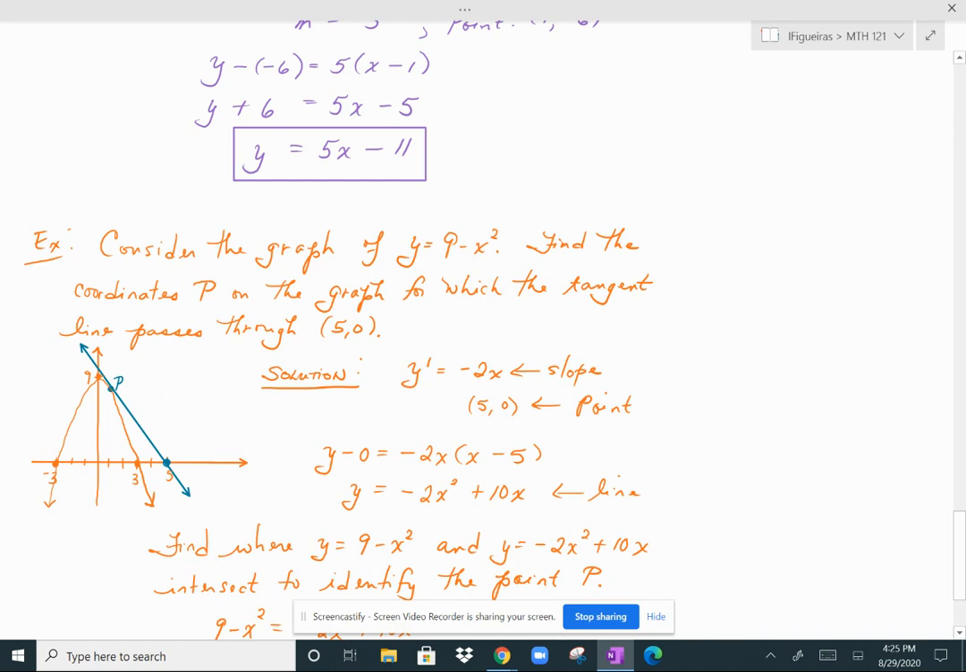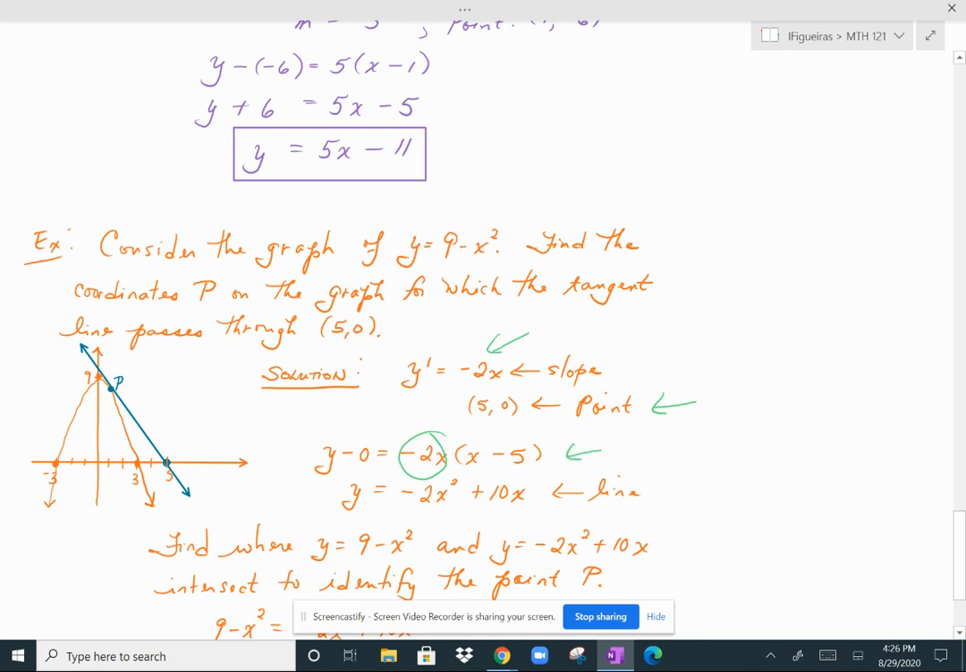We know that y prime for 9 minus x squared is negative 2x. And remember, that represents the slope of this line that we see here in this bluish green color. And we know that that line also goes through the point (5, 0). That's all given in the problem. So I'm going to use my point-slope formula again, but notice that my slope is a variable expression. It's negative 2x. So I have y minus 0 equals negative 2x times (x minus 5). This is your point-slope formula right here.